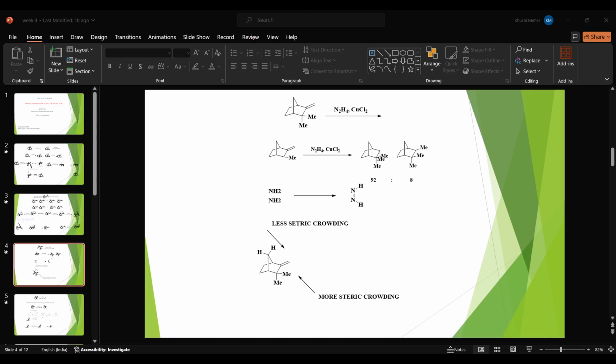Here you are using the diethylsilane, this silane hydride, then what will happen? And we are using DCM solvent. This is the solvent, DCM is nothing. And we are using the Lewis acid.